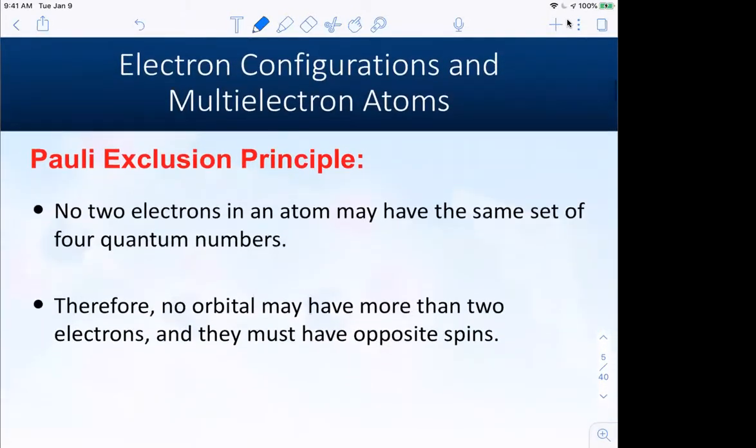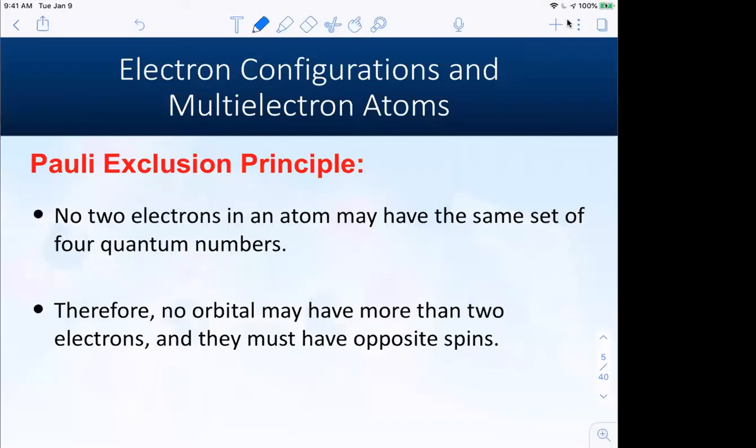There are a couple of terms we need to know, including the Aufbau principle. Another one is the Pauli exclusion principle: no two electrons in an atom may have the same set of 4 quantum numbers. Basically, what that means is I can only have 2 electrons ever in an individual orbital. So if I do pair 2 electrons into an orbital, I have to give them opposite spins.